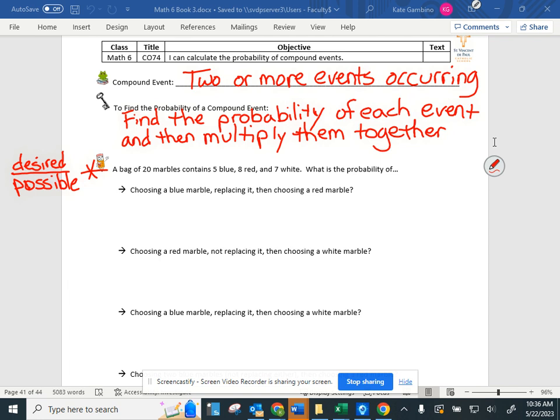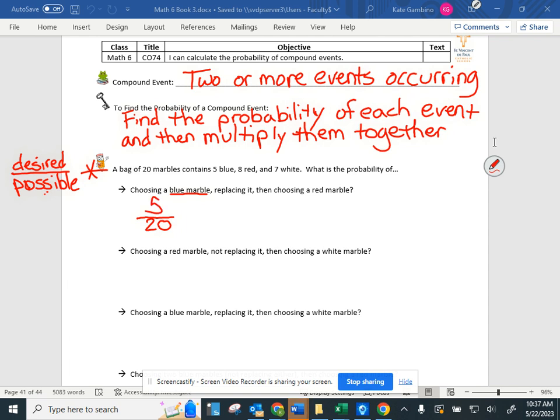Matthew? 20. So there's 20 possible outcomes because there are 20 marbles. So on the bottom of our fraction, we're going to put 20 because there's 20 marbles we're choosing from. So you always look at how many altogether possible outcomes there are. That's your bottom number. Now we want the desired outcomes on top. So if I want to choose a blue marble, how many desired outcomes are there, Melina? 5, because there are 5 blue.